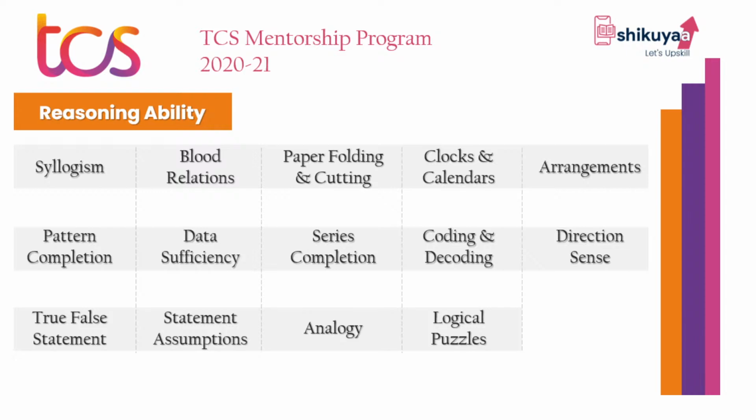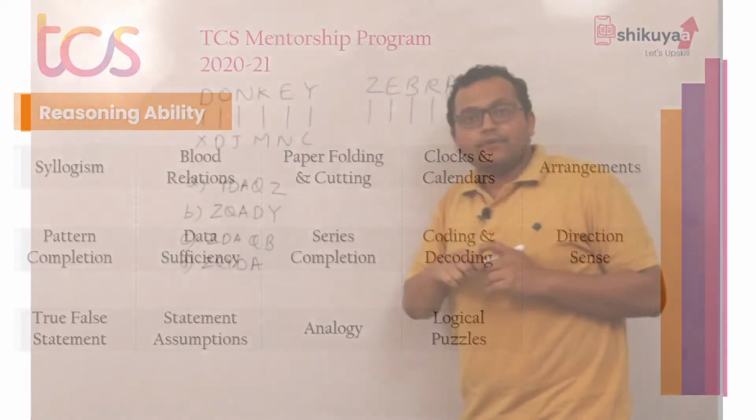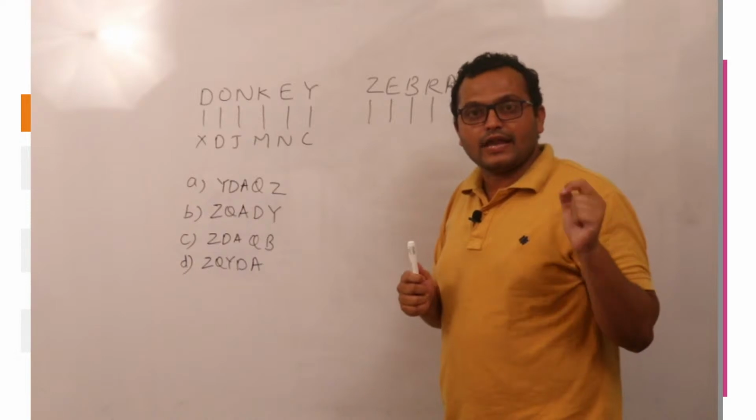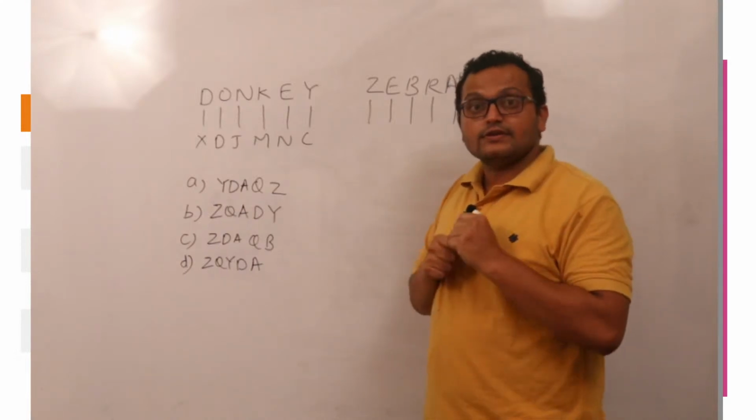See, now this is the topic of coding and decoding. These are the problems that come under coding and decoding. Now I will tell you the option elimination strategy, so you can save time and attempt more questions. Look at the example.